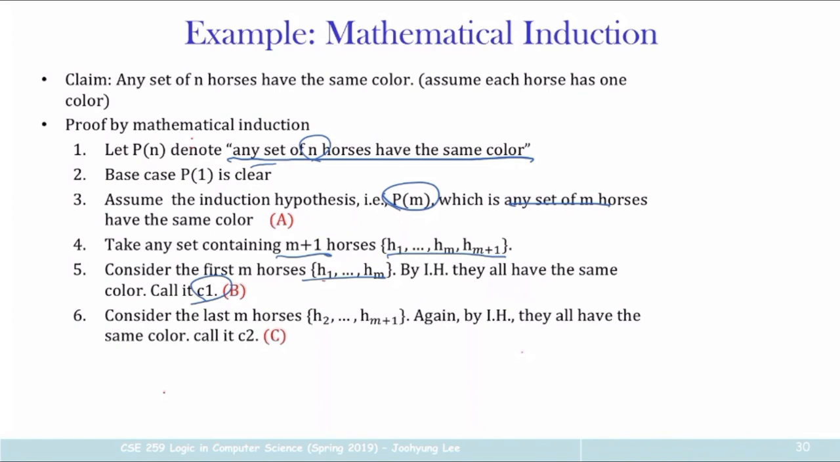Now take the next group from H2 to Hm plus 1. How many horses are there? H2 to Hm plus 1. M plus 1? I just shifted by 1, right? From H2 to Hm plus 1, there are still m horses. By the induction hypothesis, that also applies to this set. So it also has only one color. Call it C2.